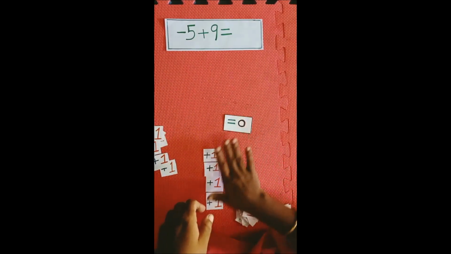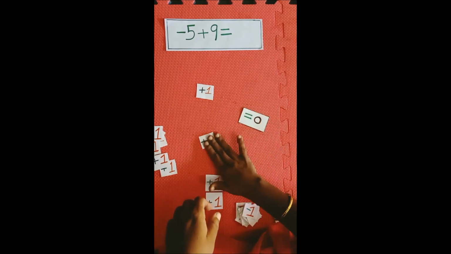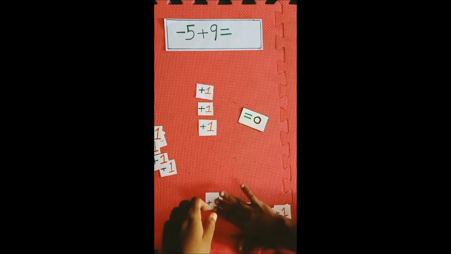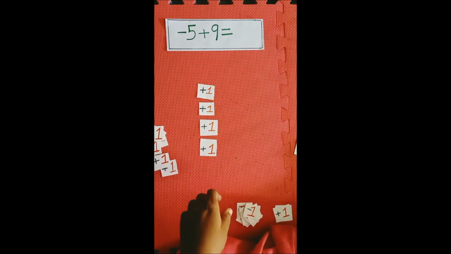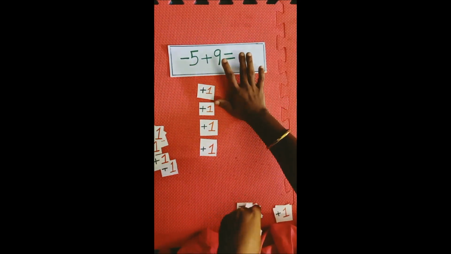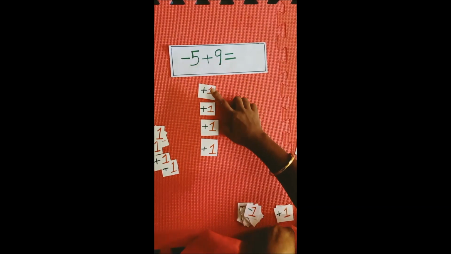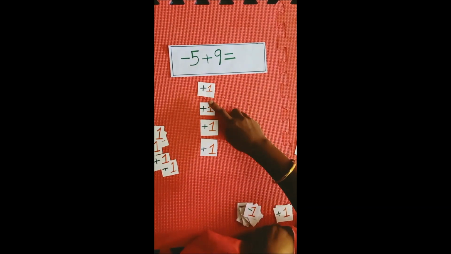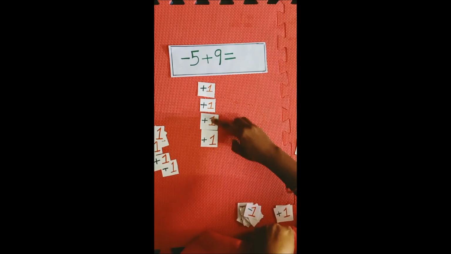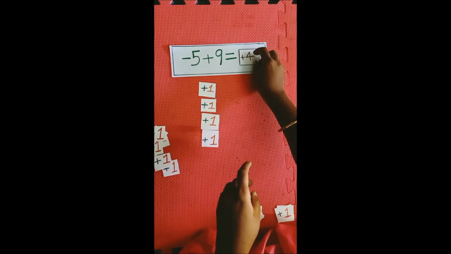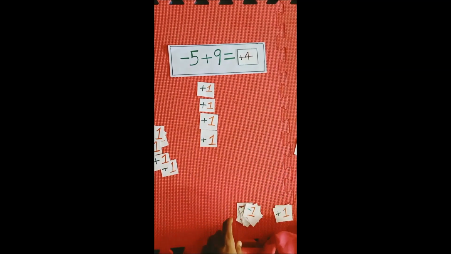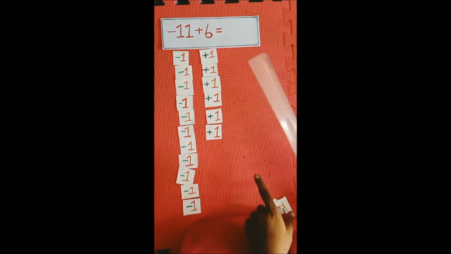So how many ones do we have remaining? 1, 2, 3, 4 ones. So minus 5 plus 9, what is the answer? You have to add these ones. So 1, 2, 3, 4 ones. What is the symbol? Plus. So our answer is plus 4. Do you understand, children?